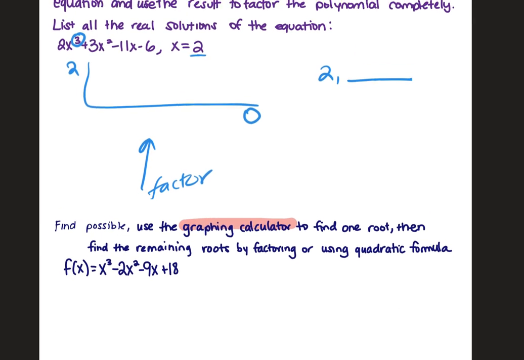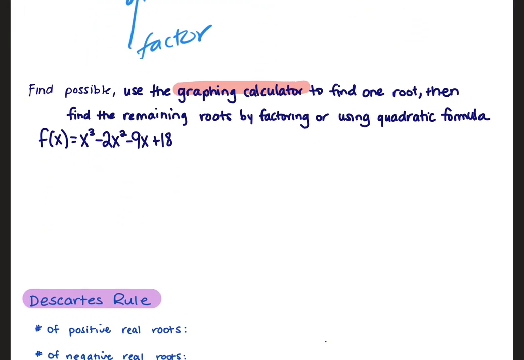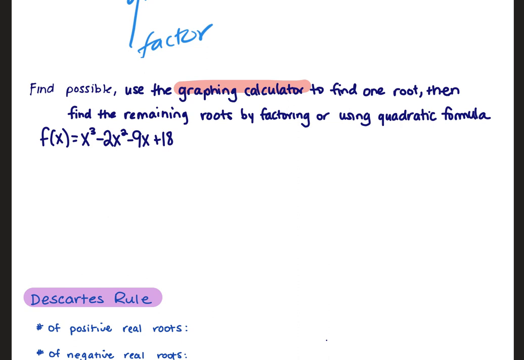There are 2 graphing calculator questions. One has multiple parts, and that is this. Well, they both have, no, this one has multiple parts. It's going to say use the graphing calculator to find one root, find the remaining roots by factoring or using quadratic formula. I made it so that it is factorable for now, okay? You're going to list all your possible roots, which in this case would be 1, 2, 3, 6, 9, and 18.